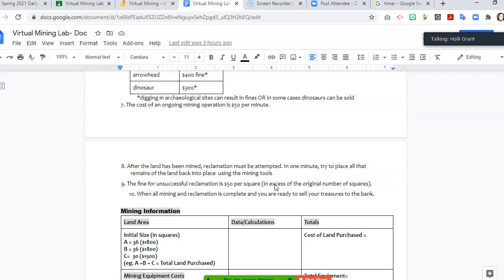Now, after the land has been mined, reclamation must be attempted. I'm going to put a timer on. In 1 minute, you need to put all of the remains of the land back into place using the same method. So when it says using mining tools, it's just your finger or your mouse or whatever. If you do not put all of the plots back together, you will be charged $50 a square.